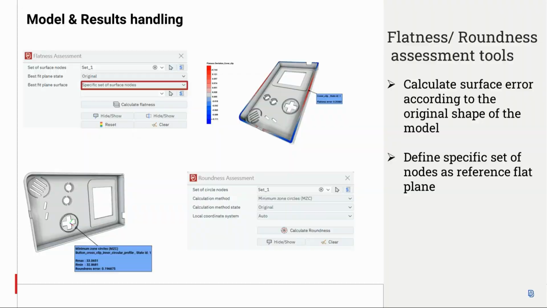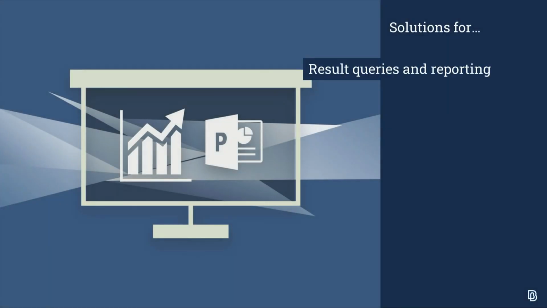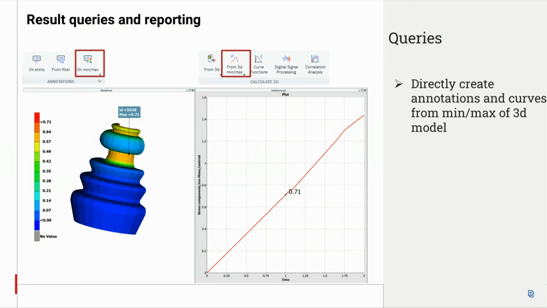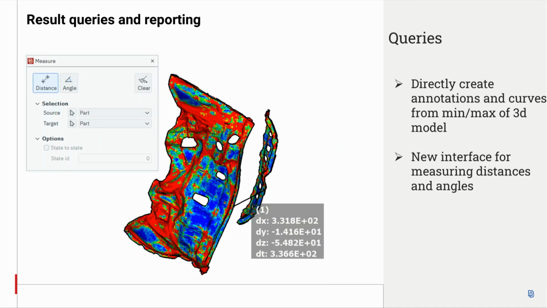Let's proceed to the solutions for results queries and reporting. We can now directly create annotations in 3D windows or curves in 2D windows referring to the maximum or minimum of the visible entities throughout the simulation. The newly designed ribbon tabs offer the chance to evaluate the minimum or maximum values in a quick and direct way with the press of a button. Furthermore, there is a new interface for measuring distances and angles, making it much more efficient to perform measurements.